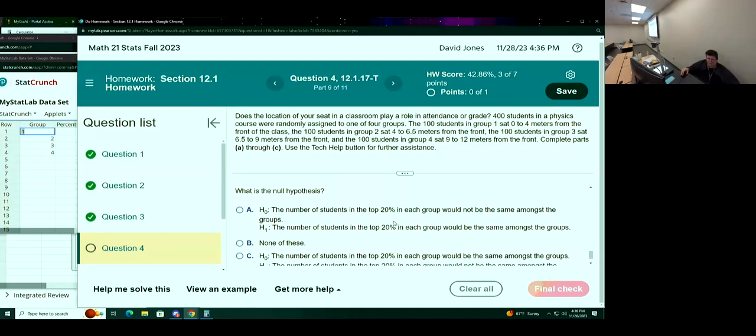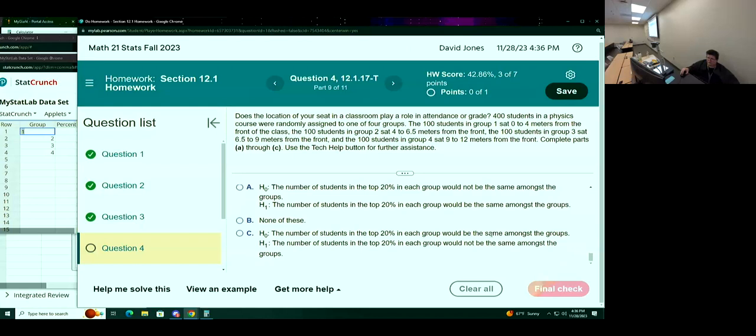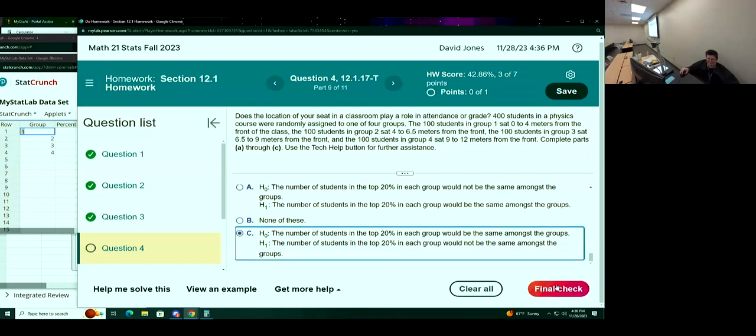So H0 should be it's 20% in each group because it would be the same amongst the groups. And HA is that it would not be the same amongst the groups. For me, that's C. It might be different for you.